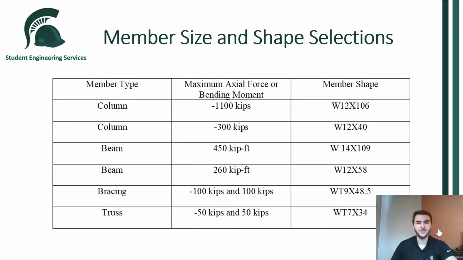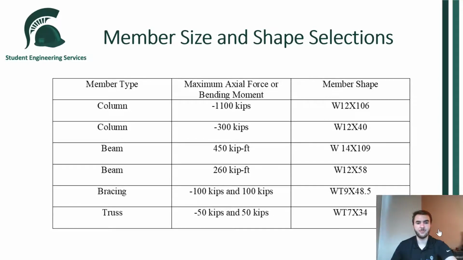Because of the large variance between the maximum axial force or bending moment between the different floors of the building, it was decided that 2 column and 2 beam shapes should be created, one that a column could survive up to 11,000 kips and one up to 300 kips, and then for beams, one that could survive a bending moment up to 450 kips, and then one up to 260 kips.